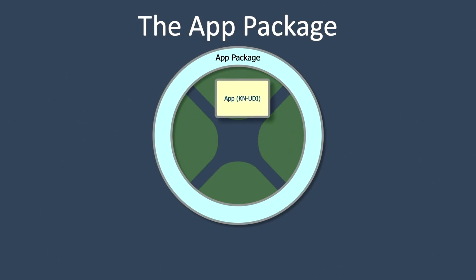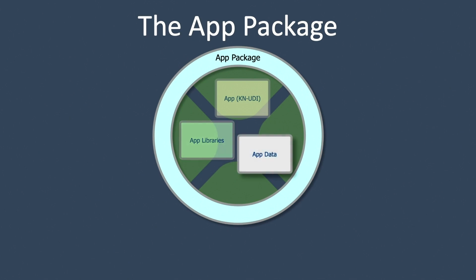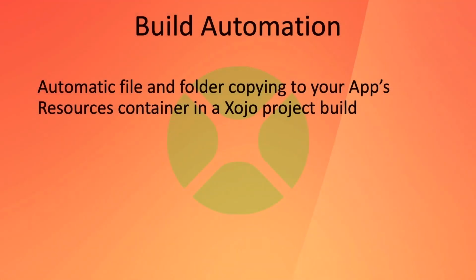So the app package, I just wanted to show this as a combination of the app libraries that are packaged up by Xojo when it builds the app, and then the app data that I've been talking about that this particular app, KNUDI, uses. That whole thing is what I'm calling an app package. And that's what the installer will use to create the final thing that is installed on a user's system.